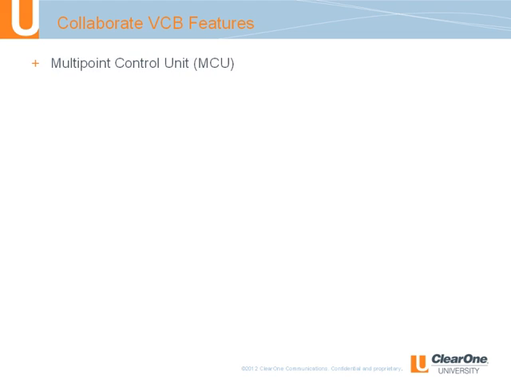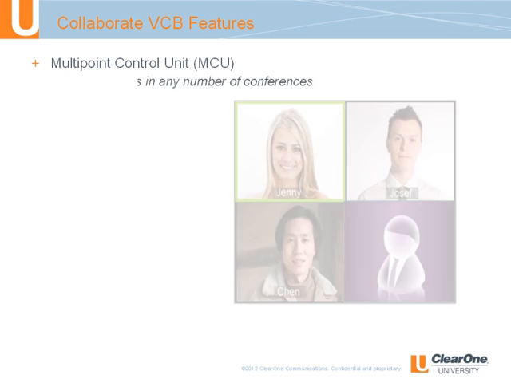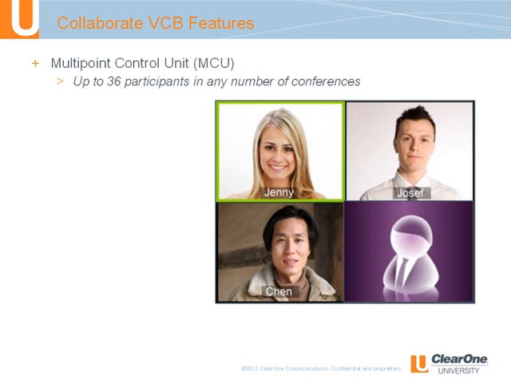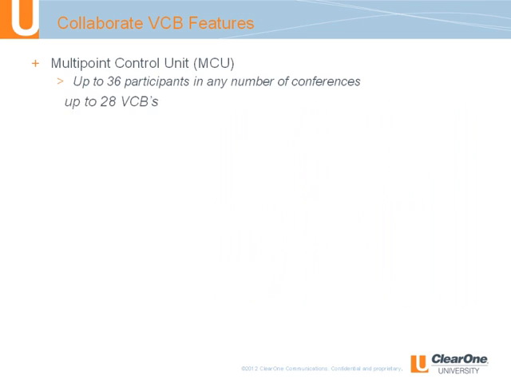The Collaborate VCB is an all-in-one, high-definition, multi-point control unit. The VCB can host up to 36 participants in any number of conferences. This means you can have 2 conferences with 18 participants in each conference, 9 conferences with 4 participants in each conference, and even a single conference with 36 conferencing endpoints, or any variation of conferences and participants up to 36 total endpoints. You can also cascade up to 28 VCBs together, which can allow up to 1,008 conferencing participants.